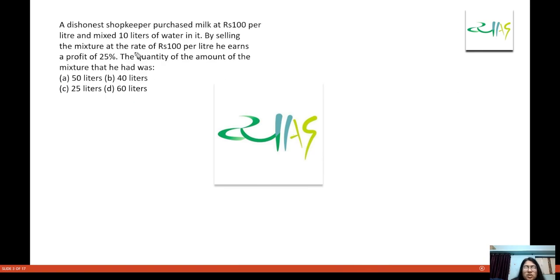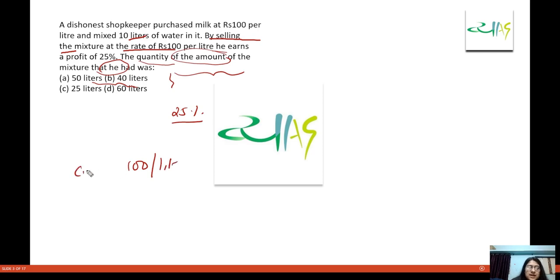Now look at this question. What this question is saying: a dishonest shopkeeper purchased milk at rupees 100 per liter and mixed 10 liters of water in it. By selling the mixture at the rate of rupees 100 per liter, he earns 25%. The quantity of the amount of the mixture that he had was. Okay. So, what this question is saying is that a dishonest shopkeeper purchased milk at rupees 100 per liter. Okay. 100 rupees per liter. We have the cost price of milk.